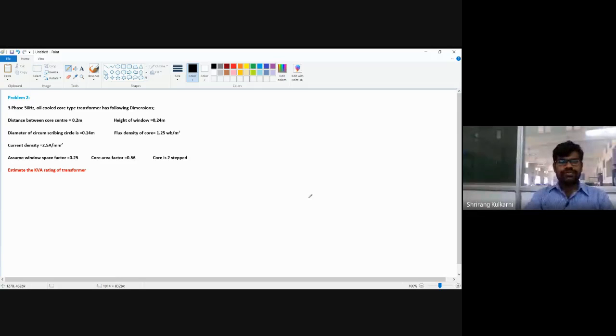So what we have to calculate from this data is the kVA rating of the transformer. What are the data given here? It is a three-phase oil cooled core type transformer. Whatever transformer we are using, it is oil cooled. Don't bother about it.